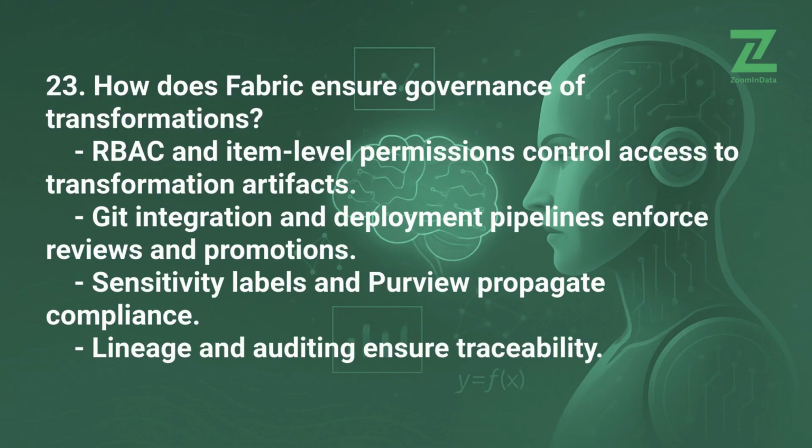23. How does Fabric ensure governance of transformations? RBAC and item-level permissions control access to transformation artifacts. Git integration and deployment pipelines enforce reviews and promotions. Sensitivity labels and Purview propagate compliance. Lineage and auditing ensure traceability.